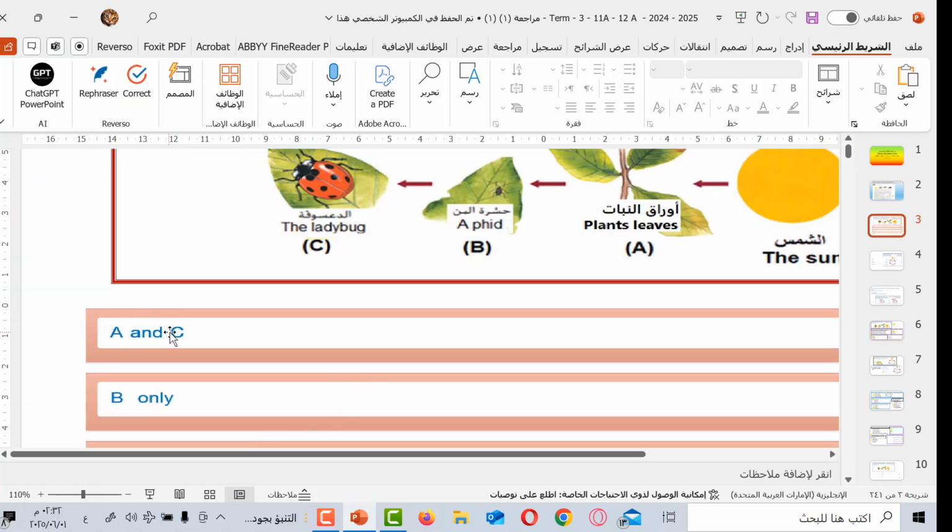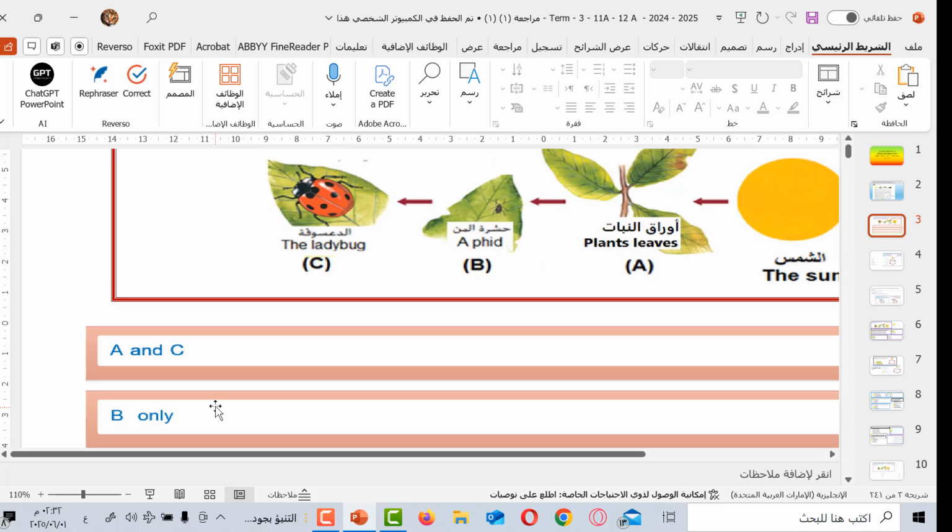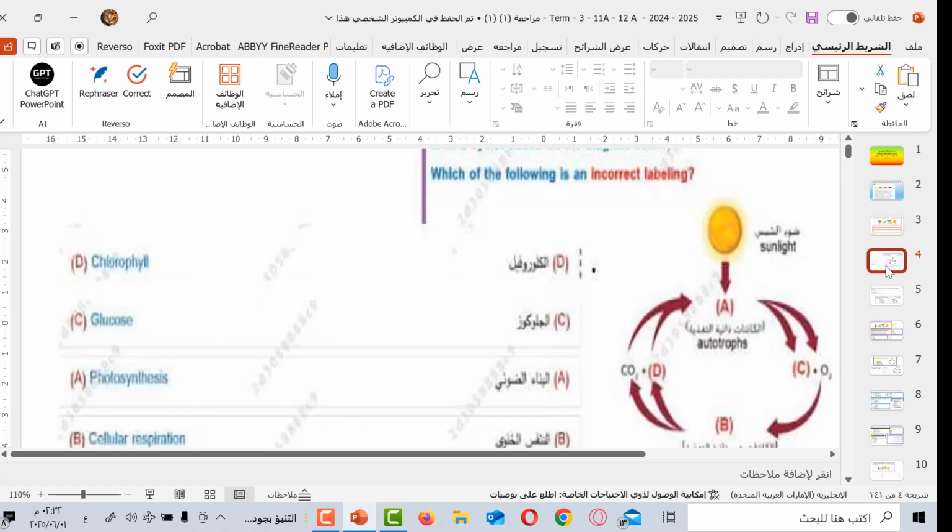A and D and C, sorry, or A and B only, or C only, or B and C. Automatically it's B and C, because these are animals which can use the chemical like sugar to make energy for movement or like that. Okay, let us see another question.